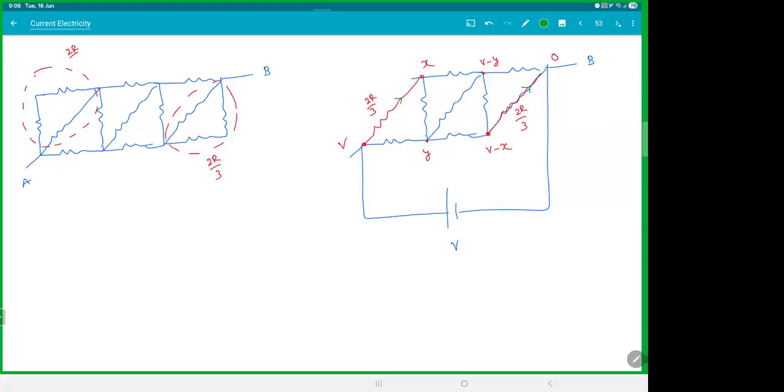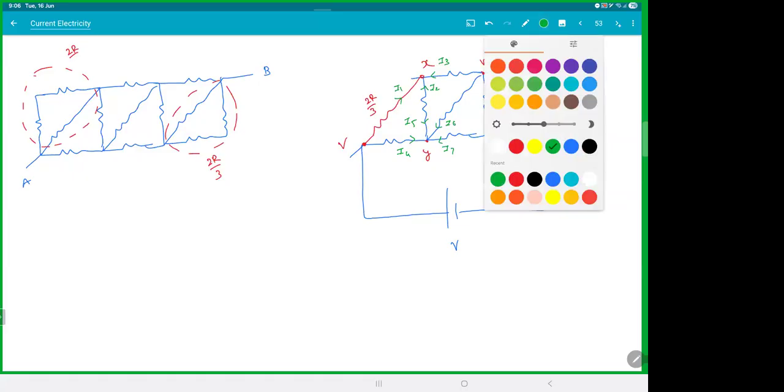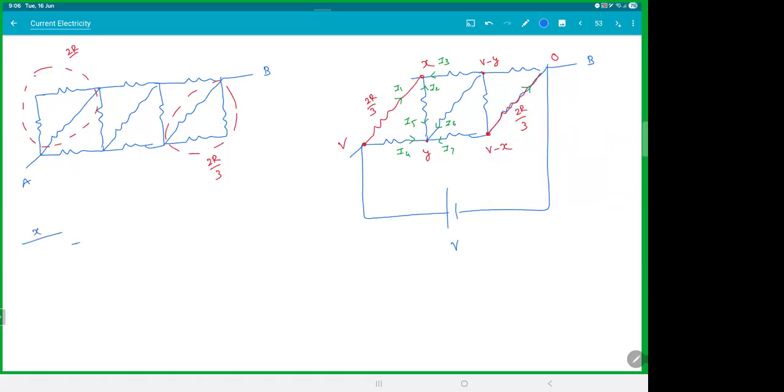And then we will say let the currents be I1, I2, and I3. And here the currents will be I4, I5, I6, I7. So there are four currents at Y, and nothing wrong with that. So for X, we will take I1 plus I2 plus I3 is 0. (V minus X) by 2R by 3, plus (Y minus X) by R, plus (V minus Y minus X) by R is equal to 0. You do the same for Y, that will be I4 plus I5 plus I6 plus I7 is 0.